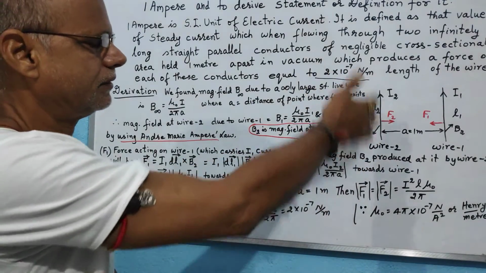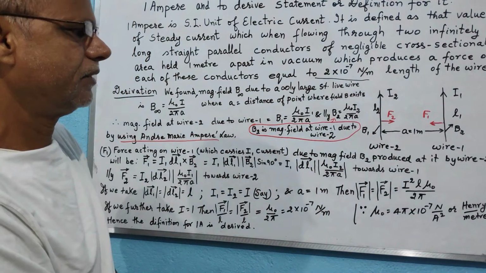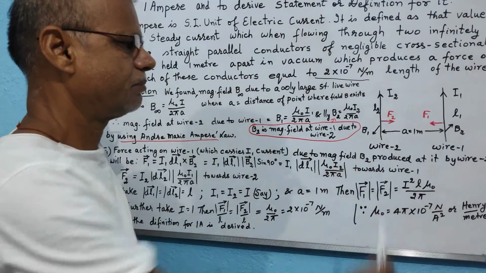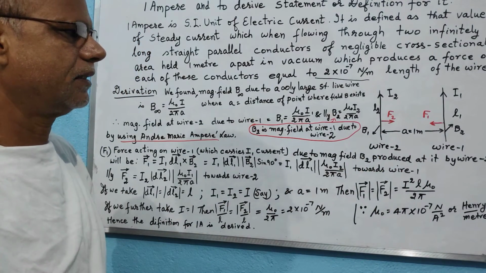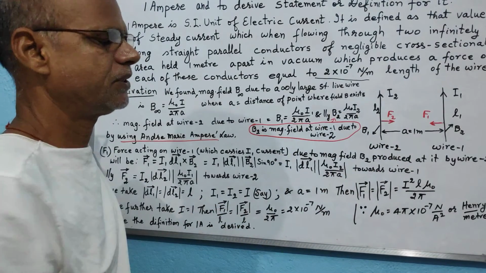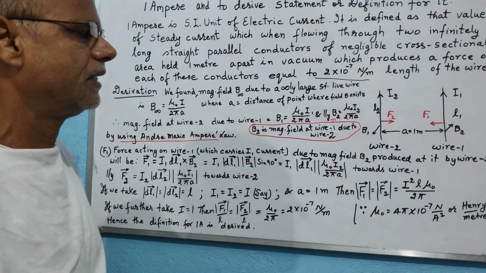Conditions are: the length of the wire is infinitely long, the cross-sectional area of the wire is negligible, and the separation between these two wires is 1 meter when they are placed in vacuum. How are we going to derive this definition?